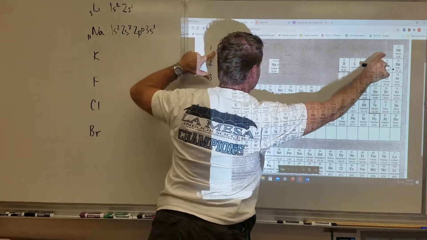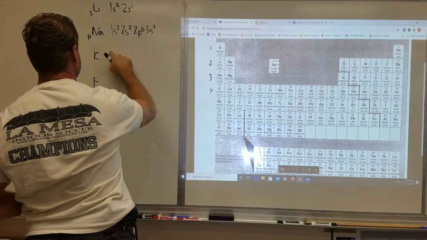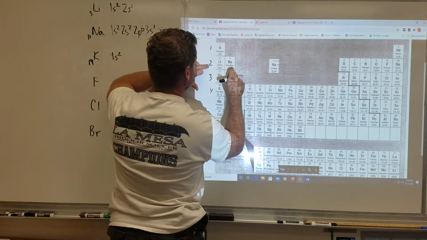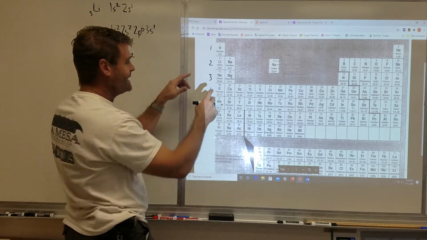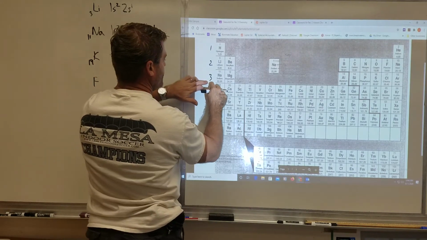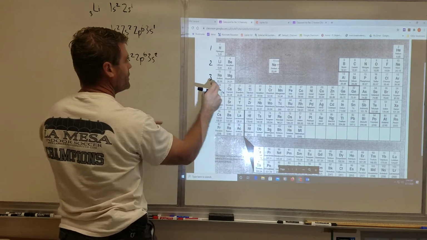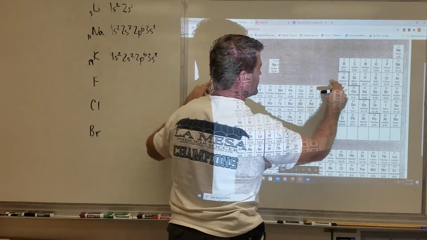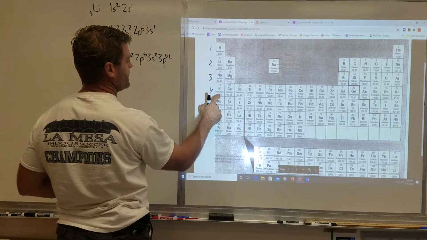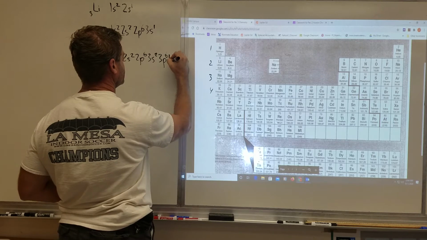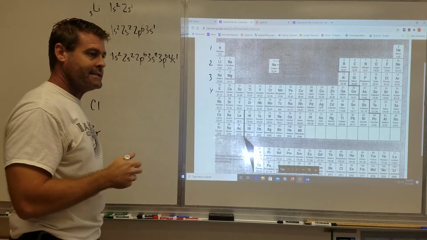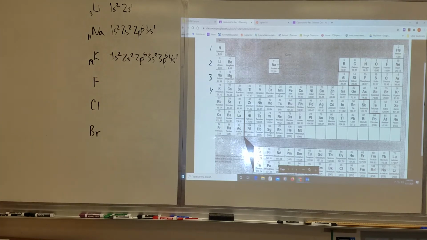Let's do potassium. Potassium has 19 protons, 19 electrons. It starts out the same: 1s2, then 2s2. Hopefully you guys are starting to get this. 2p6, remember that's the p block. Then 3s2. And once the 3s is full, where do the next electrons go? 3p6. And then lastly, the last electron is in the fourth energy level. It's in the s orbital, so it's 4s1. There's only 1 electron. And when I add up all those exponents, I should get 19, because that's the number of electrons.